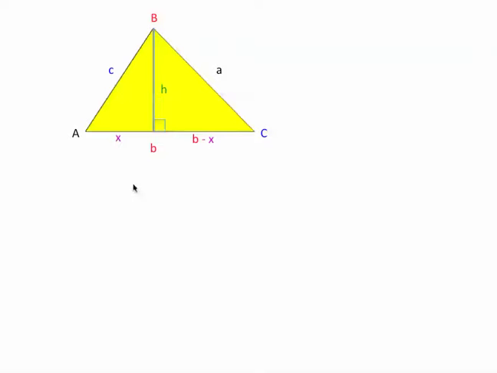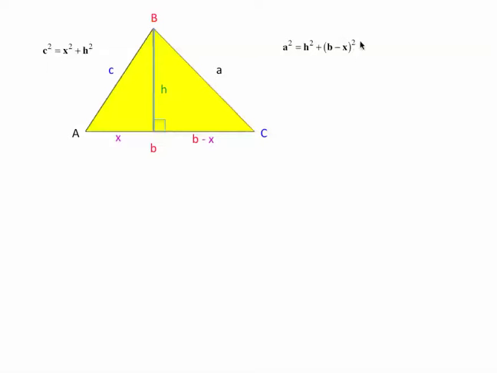I'm going to write down my Pythagorean theorem for each one. So we have c squared, that's the hypotenuse, is equal to x squared plus h squared. Okay, the sum of the squares of the other two legs. And over here I'm going to say that a squared is equal to h squared plus (b minus x) all squared. Okay, so this is the biggie.